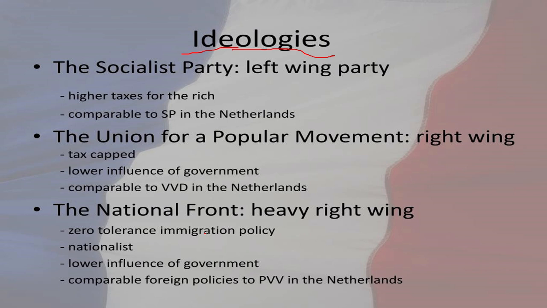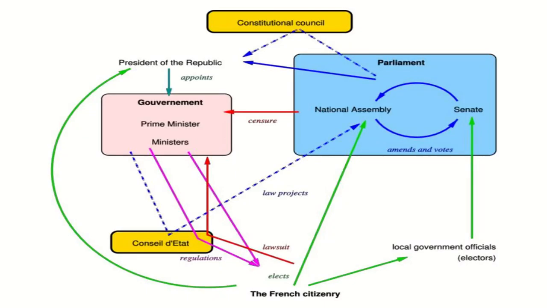It has a zero tolerance immigration policy. It is nationalist. The influence level of government is lower. Its foreign policies are comparable to the PVV in the Netherlands. Here is again a flowchart that explains the system. This is a bit more complicated and much more explained and rich.